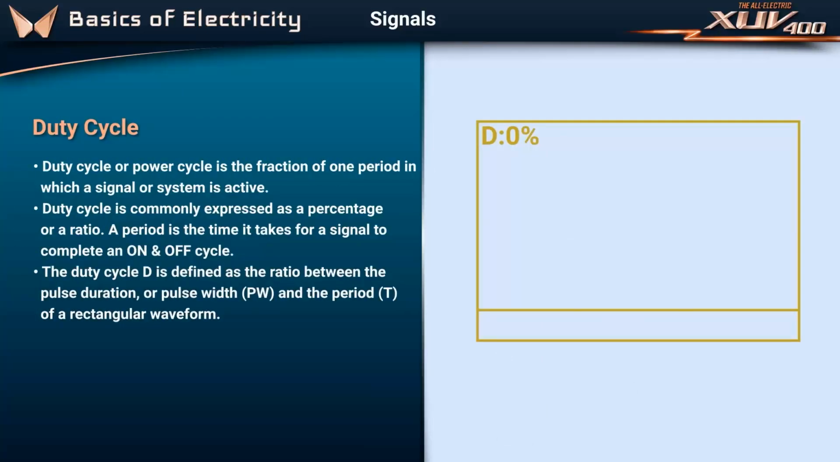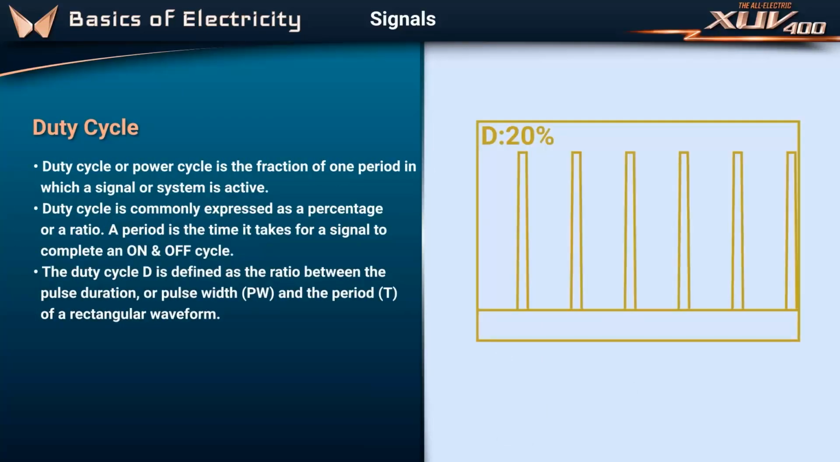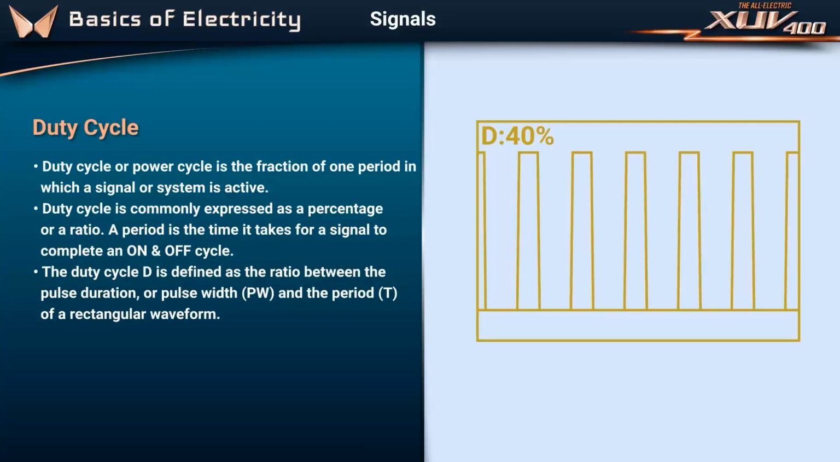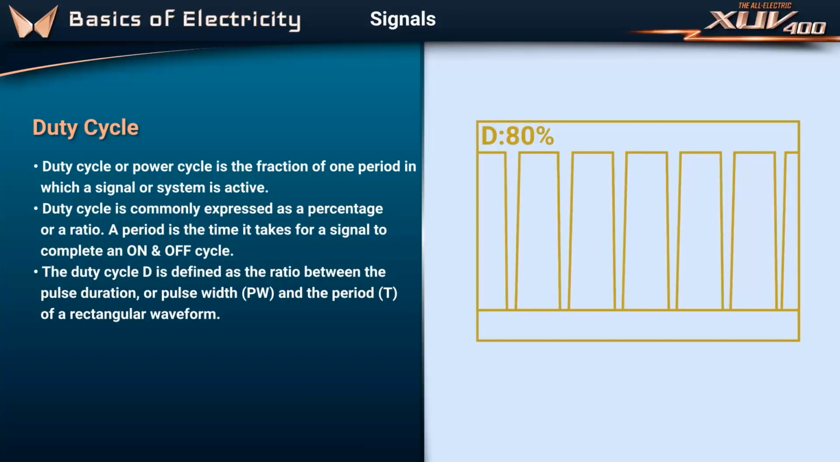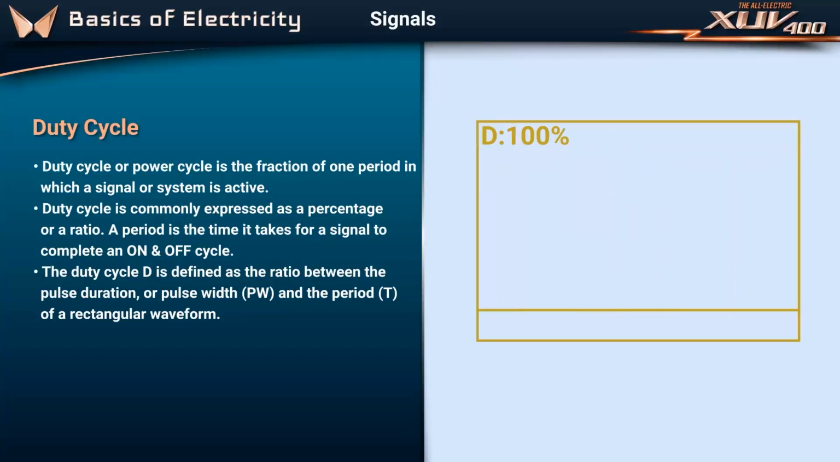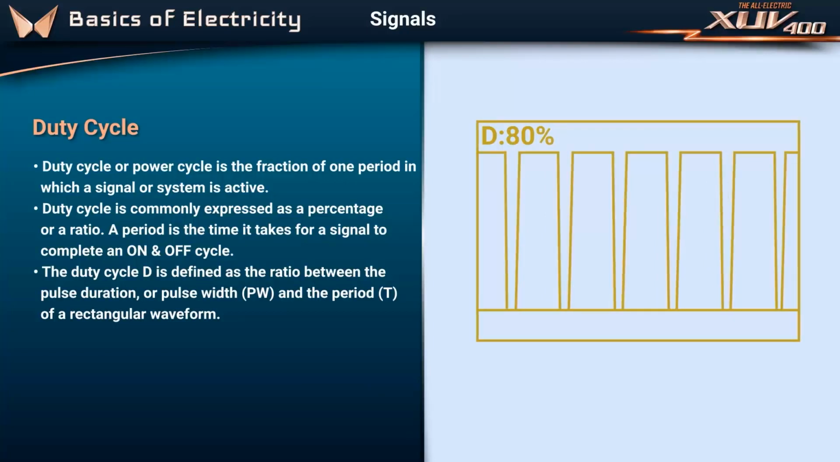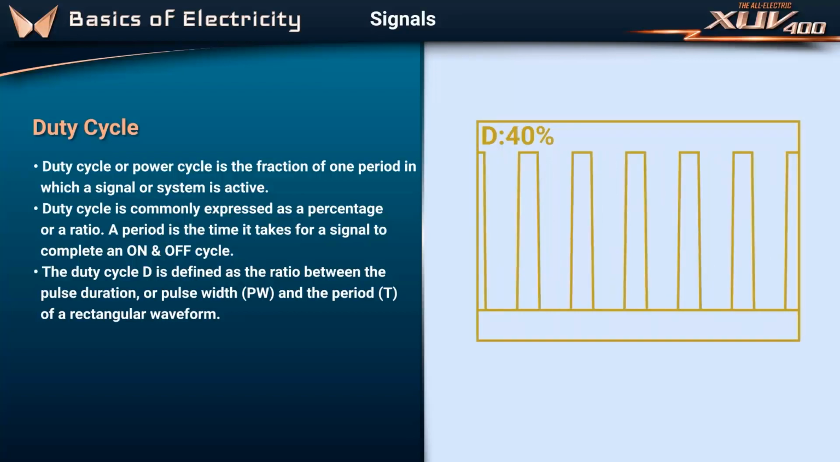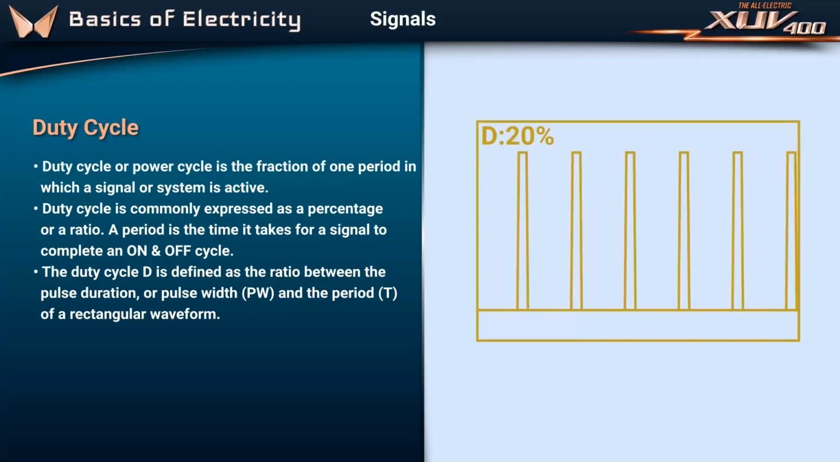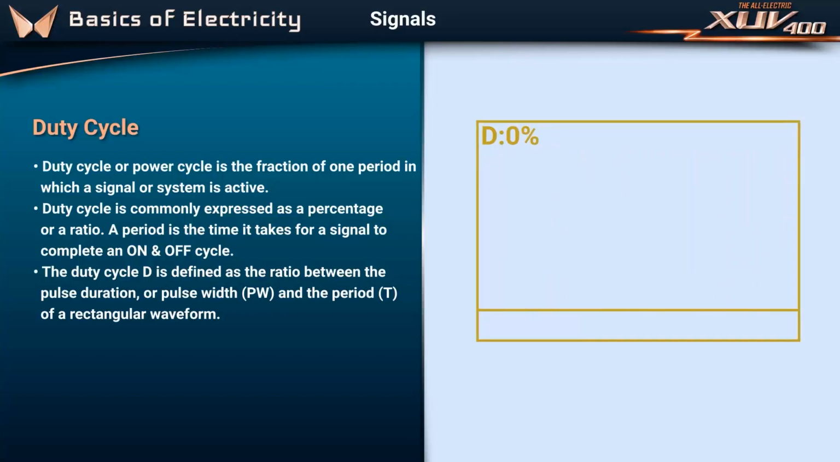Duty cycle. Duty cycle or power cycle is the fraction of one period in which a signal or system is active. Duty cycle is commonly expressed as a percentage or a ratio. A period is the time it takes for a signal to complete an on and off cycle. The duty cycle D is defined as the ratio between the pulse duration or pulse width and the period of a rectangular waveform.